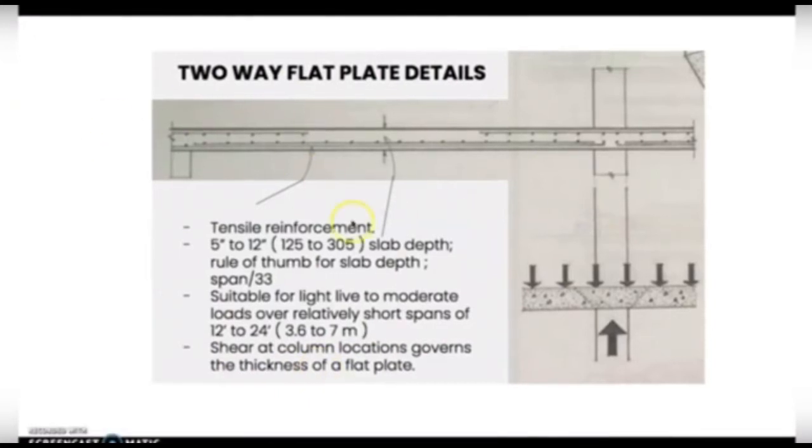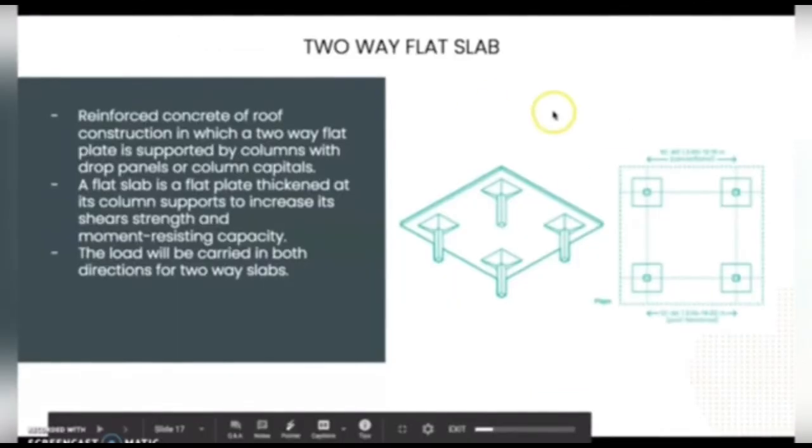So these are the two-way flat plate details, the pictures. Next is the two-way flat slab. It is a reinforced concrete roof construction in which a two-way flat plate is supported by columns with drop panels or column capitals. A flat slab is a flat plate thickened at its column, here, to increase its shear strength and moment resisting capacity. The load will be carried in both directions for two-way slabs.